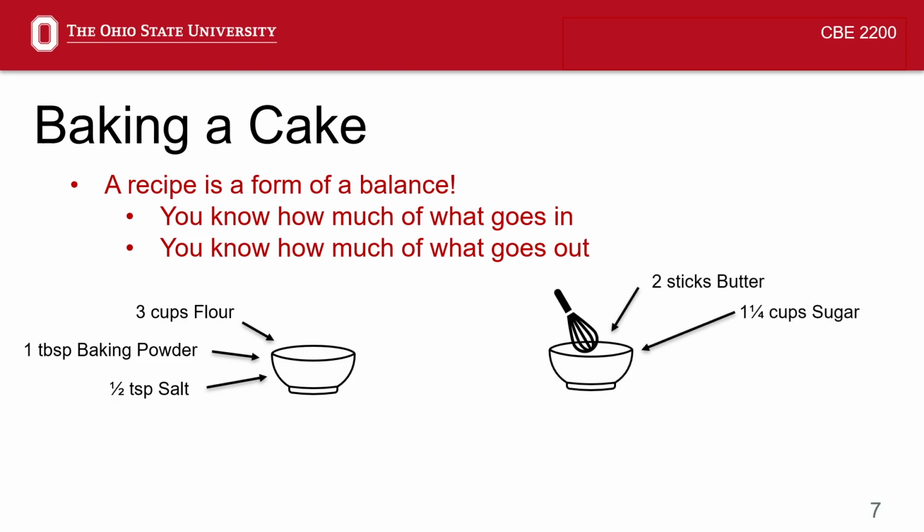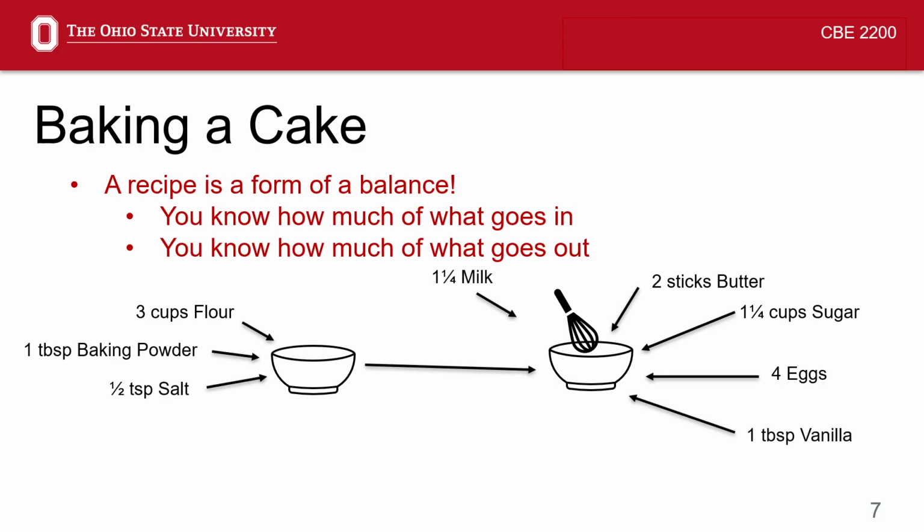Then in an actual mixing bowl, you're going to beat in your 2 sticks of butter, 1 1/4 cups of sugar, slowly beat in 4 eggs, add in a tablespoon of vanilla, and then slowly add in your dry mixture with your milk. Put this thing in the oven at 350 for 30 to 35 minutes, and out comes your cake.